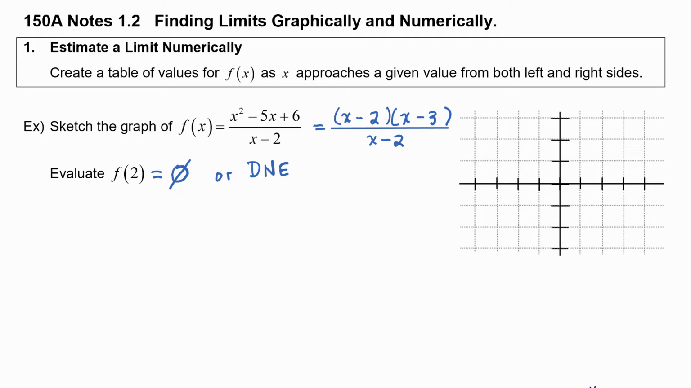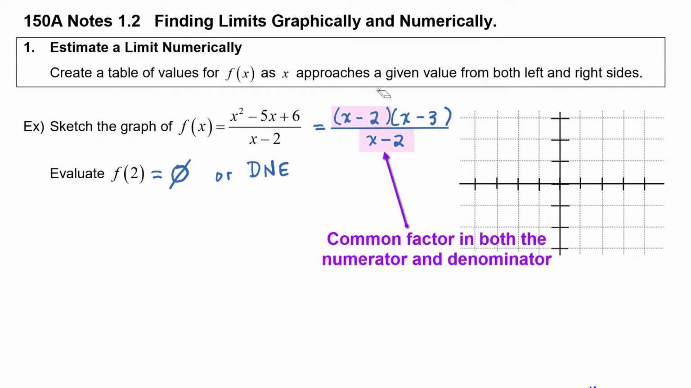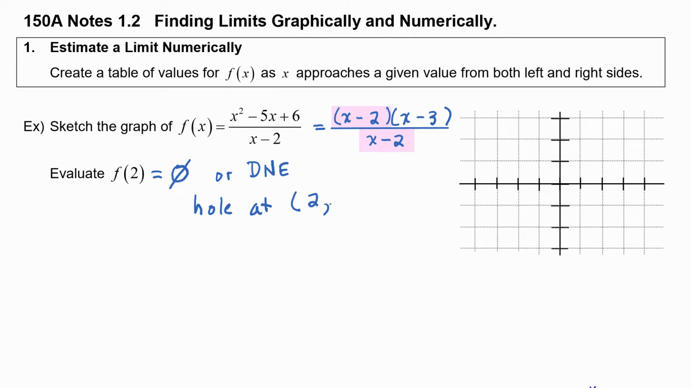Now remember from your college algebra days, when you have a rational function with a common factor in both the numerator and denominator, that means there's actually going to be a hole at x equals 2. Now we can find the y value if we temporarily ignore this common factor. Remember that we can't cancel it, or we would change who f of x is.